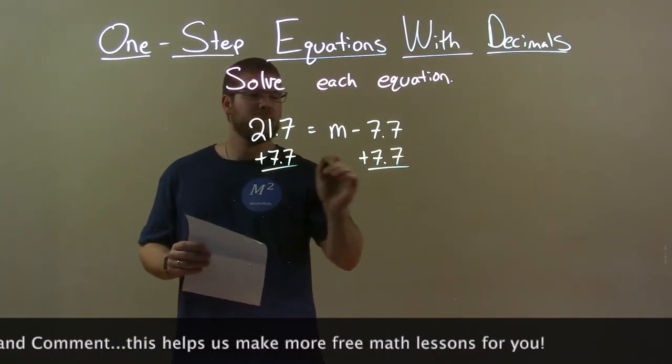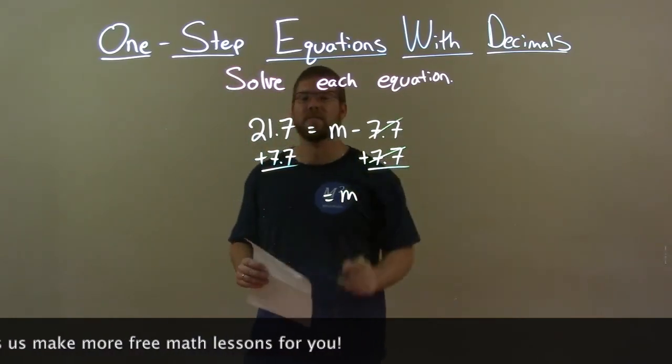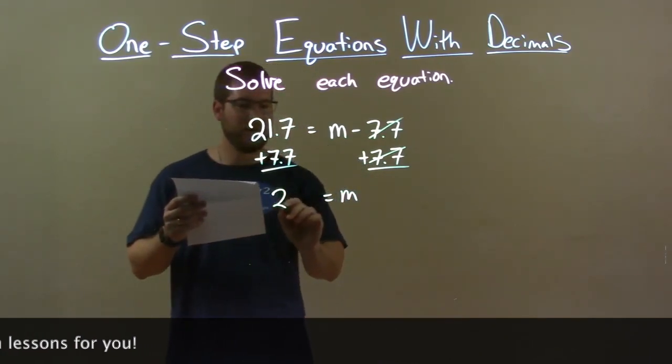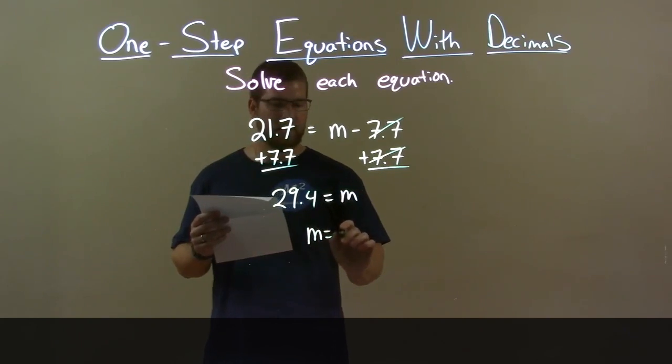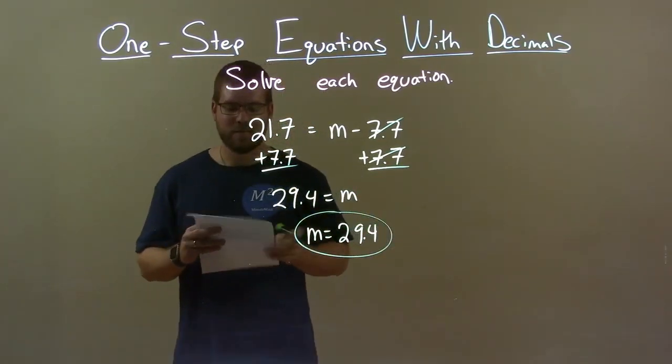This gives me m by itself on the right because the 7.7's cancel. On the left, 21.7 plus 7.7 is a 29.4. We can rewrite this to have m come first. M equals 29.4, and that is our final answer.